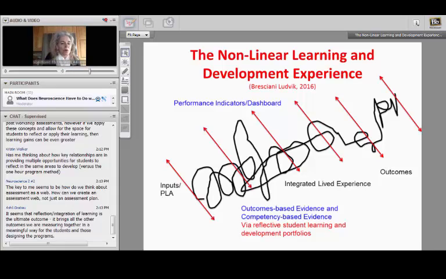Oops, I scrolled down too far. Ashley, let me just check. Yes. It seems that reflection and integration of learning is the ultimate outcome. It brings all the other outcomes we are measuring together in a meaningful way. Oh, yeah, I love that, Ashley, yeah.